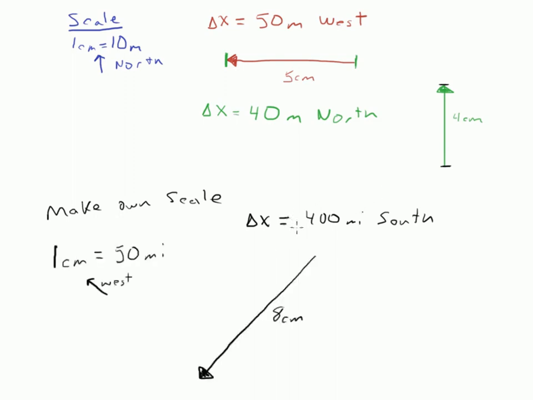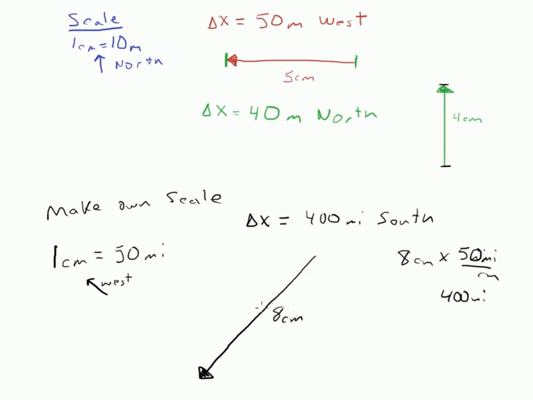So let's look at what I came up with and use the same process to check to make sure yours is correct as well. I wanted to have 400 miles to the south, so in my scale I said 1 centimeter was 50 miles. Since I had 8 centimeters times 50 miles for each centimeter, that gives me 400 miles. So my length is correct. I have 8 centimeters representing 400 miles.